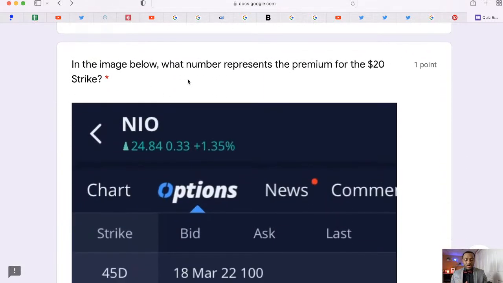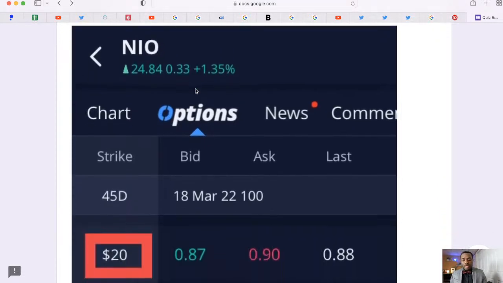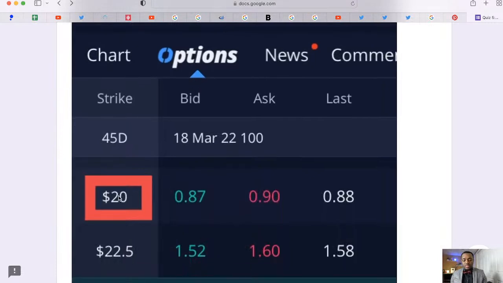So now let's check this out. In the image below, what number represents the premium for the $20 strike? So first, let's find the $20 strike. And our $20 strike is here. The premium is basically these 3 numbers right here. So this is the bid.